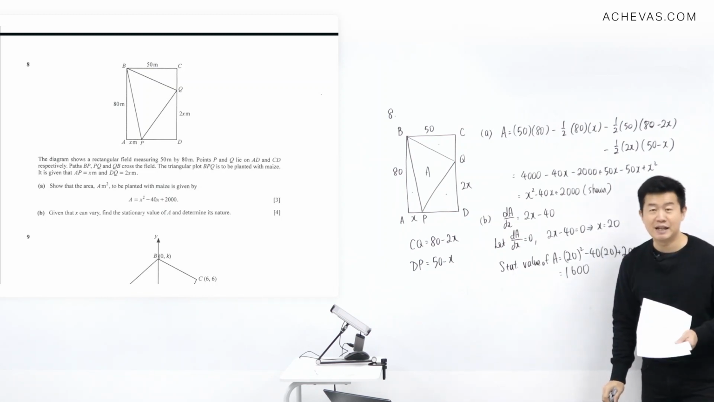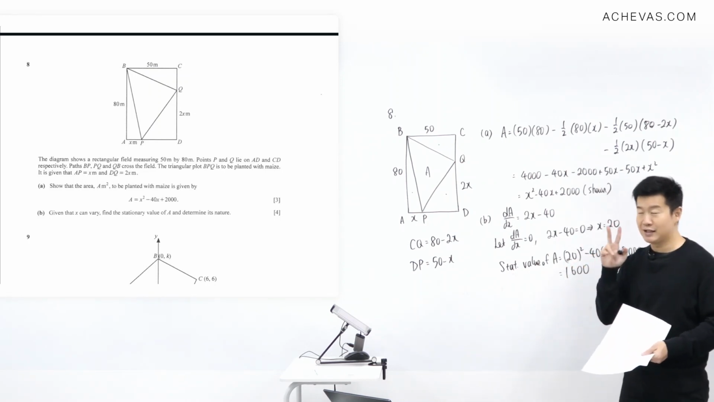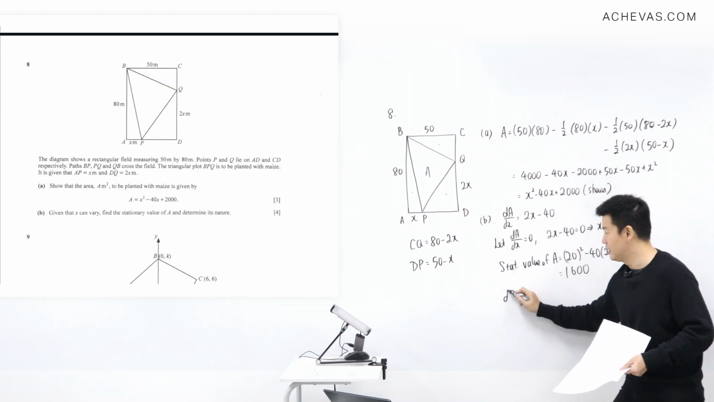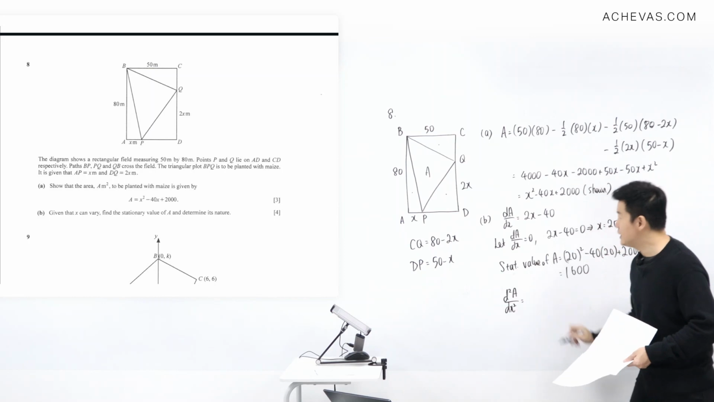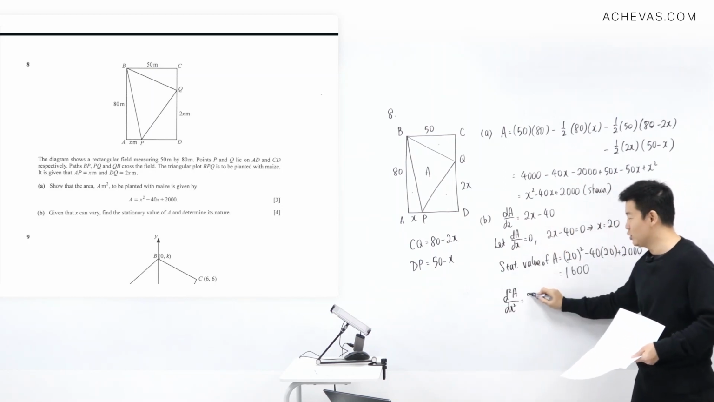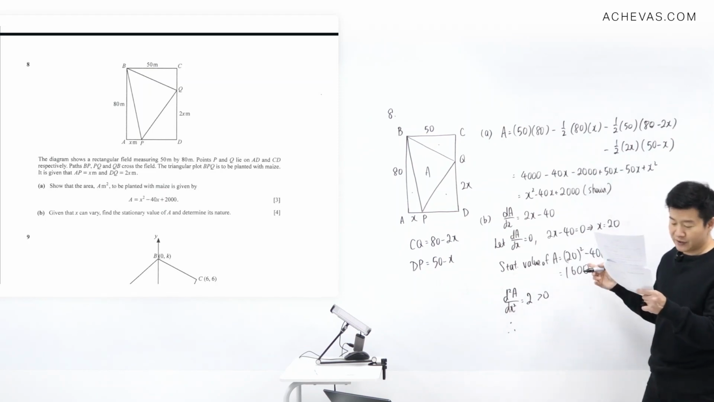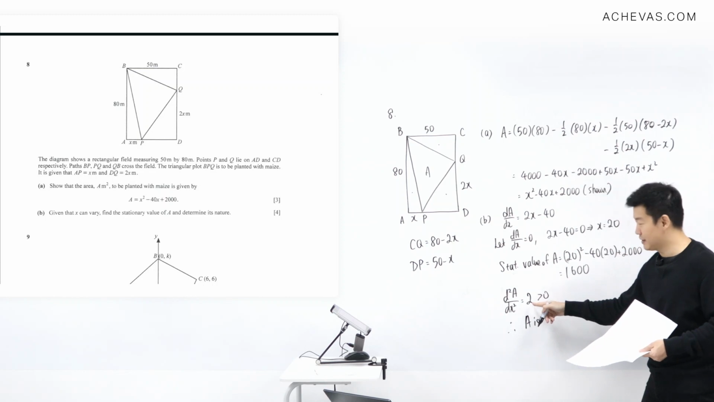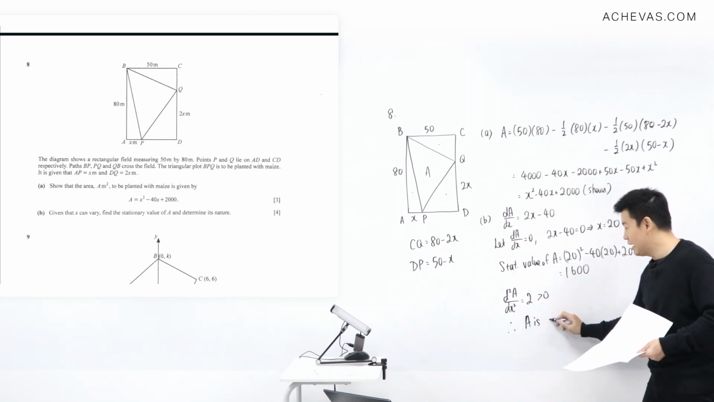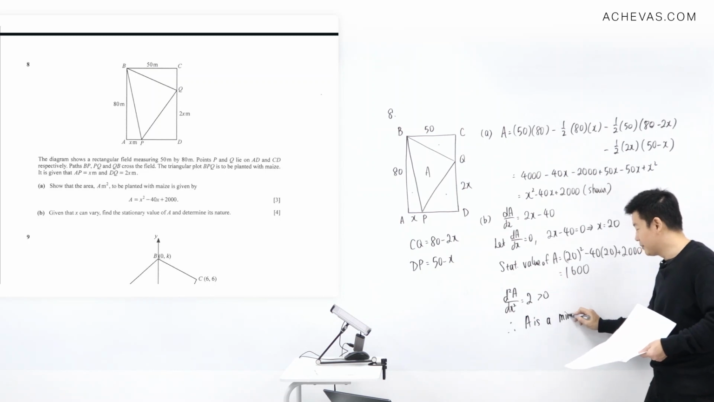And we're supposed to determine the nature of this stationary point. So to do that, let's use the second derivative. So from here, let's try to find d squared A/dx squared. d squared A/dx squared is simply going to be equal to 2, and this is bigger than 0. Therefore, we know the nature of this stationary point. Since d squared A/dx squared is bigger than 0, A at this stationary point is a minimum.